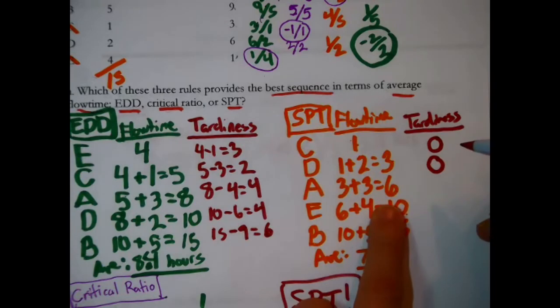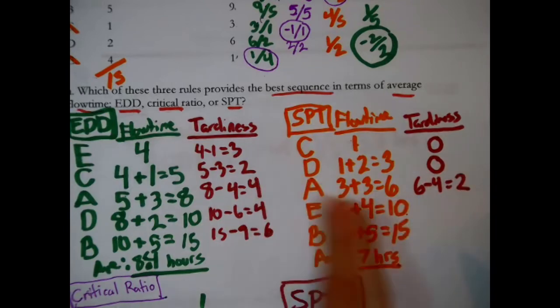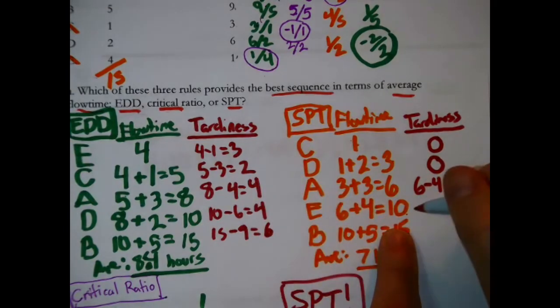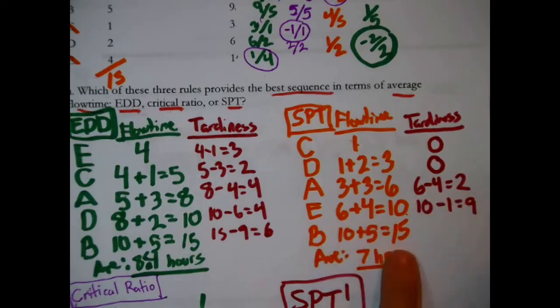A will be finished in 6 hours. A was promised in 4. All right, so there we're running behind. 6 minus 4, 2 hours tardy. E will be finished in 10 hours. E was promised in, oh, that's not good. E was promised in 1 hour, so 10 minus 1 is 9. And then B will be done in 15 hours, and B was promised in 9 hours, so it is 6 hours behind, or 6 hours tardy.